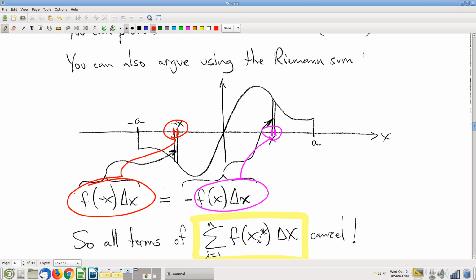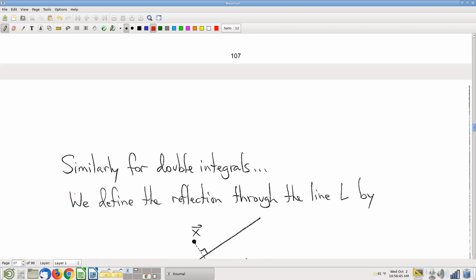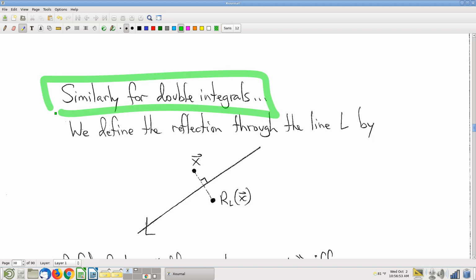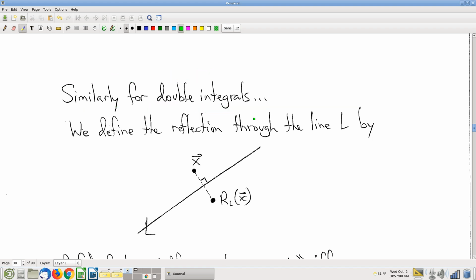All right, so that's single variable calculus. Why am I showing you that? Well, because we can do something very similar for double integrals. So now I'm going to have to define some terms and set up a framework. But then we're going to have a very analogous theorem. So here is the first thing we need. We need to define something called a reflection.